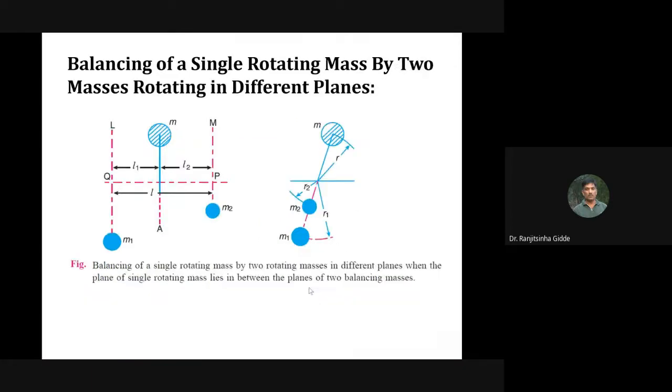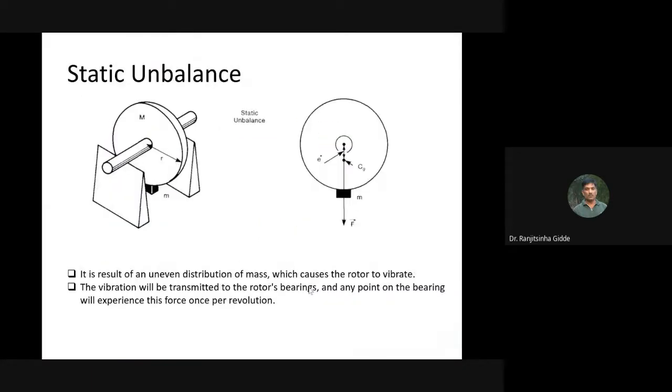Now with respect to balancing, first you should know what static unbalance is, and then we can go for the definition of balancing. The figure indicates one disc mounted on one shaft, and these two blocks are there, and one mass is attached here.